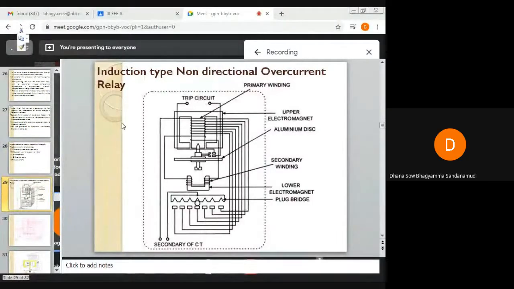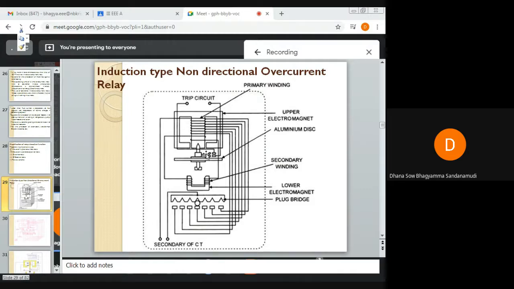So let us discuss the induction type non-directional overcurrent relay. It operates when current in the circuit exceeds a preset value. Means in this relay, a current setting will be provided. So when the fault current reaches that setting value or exceeds it, this relay will operate. The current setting that is provided, you will call it the preset value.